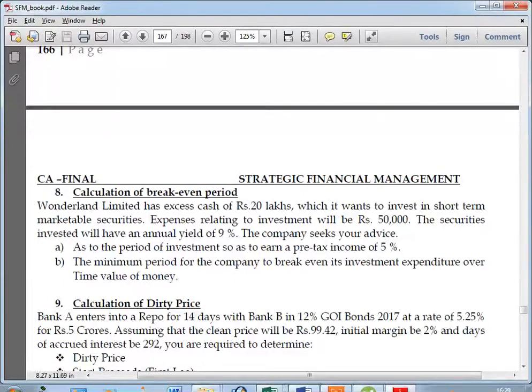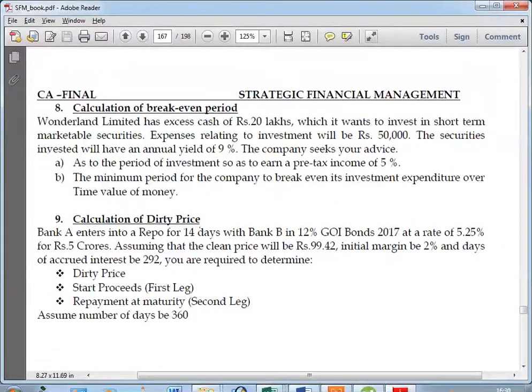2.5. So the break even period is 9% equals 12 months, 2.5% equals question mark. You basically want to earn only 2.5%. So it is 3.33 months, I think. Go through the last question.